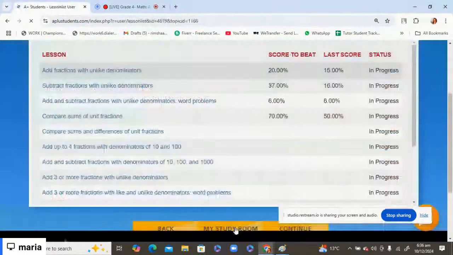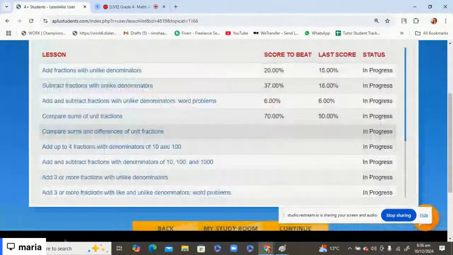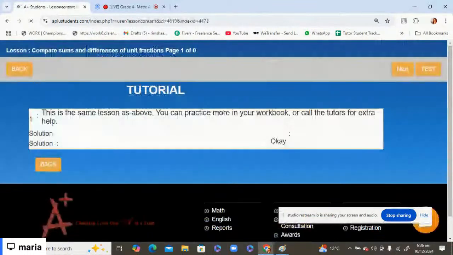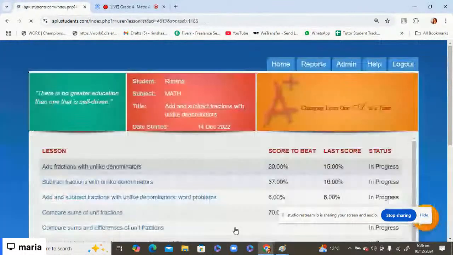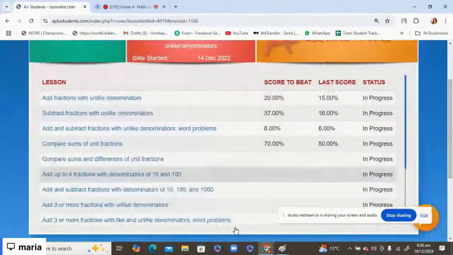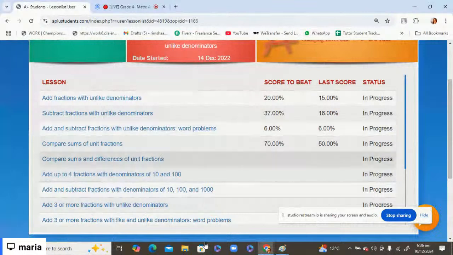Compare sum and difference of unit fractions. So this is the same lesson as above, just like compare that one. Add up to 4 fractions with denominators of 10 and 100. Okay, let's do the practice of this one. These two are the same, this one and this one, so you're going to check it out with it. Let's do this one, third lesson.